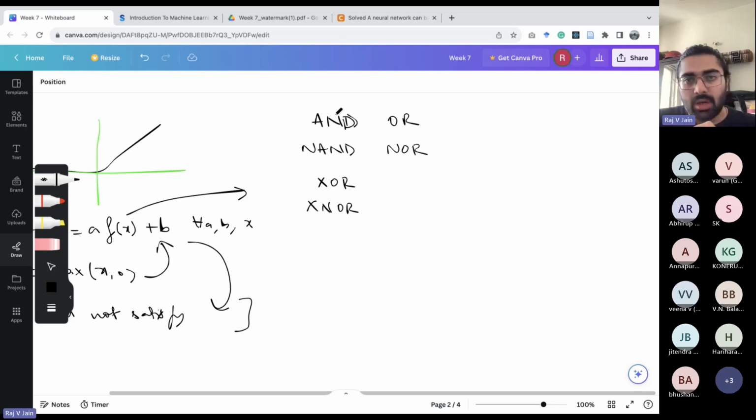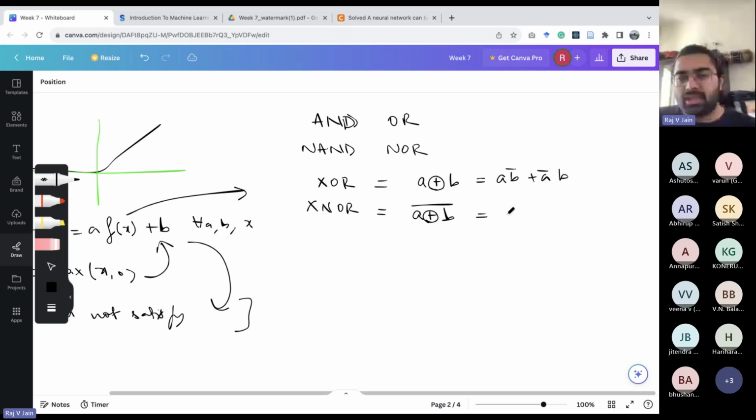Right. So the basic ones, AND and OR, we know. NAND and NOR are the opposite of whatever AND and OR are. XOR basically is this. It's given as A plus circle B. It's basically A B-bar plus A-bar B. This is just the opposite of XNOR. That is, you take this, a complement of this, you'll get it in this form.